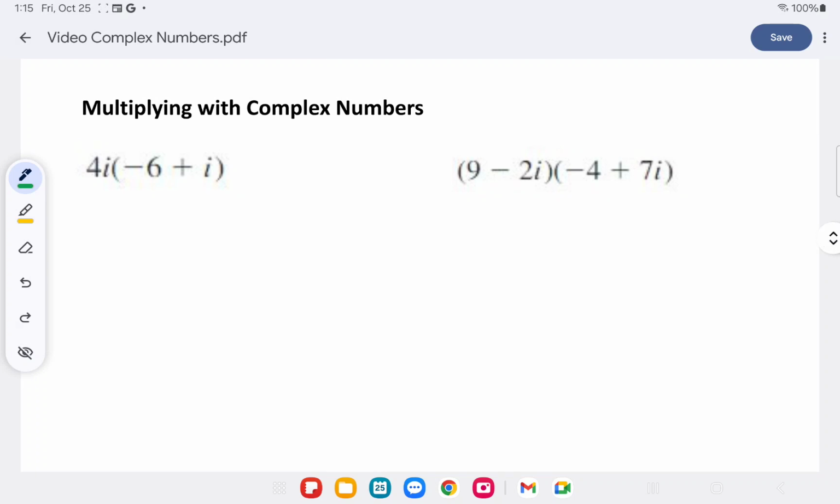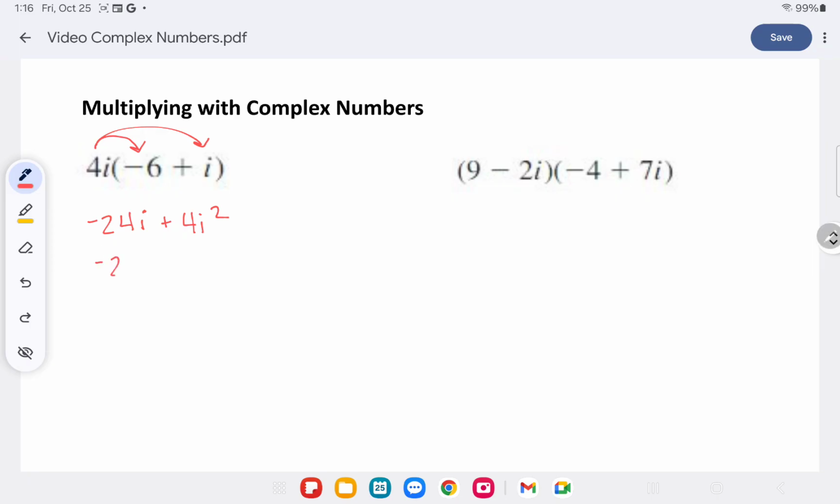Multiplying with complex numbers works a lot like multiplying, in this case, a monomial times a binomial. If I distribute, this 4i times negative 6 is negative 24i, and 4i times i is 4i squared. The only difference is now we're going to take this a step further. You should never have an i squared, or anything higher than an i with an exponent of 1, as part of your final answer, because i squared means negative 1.